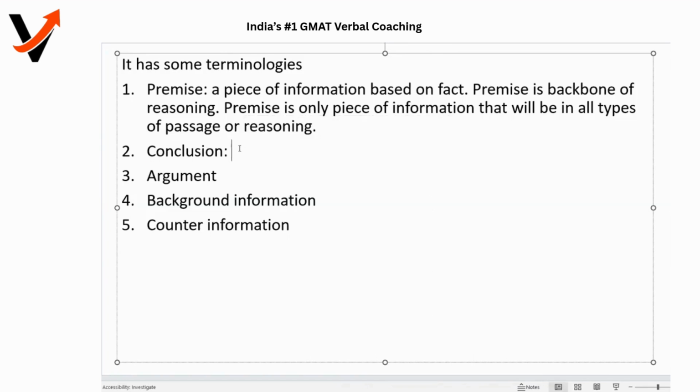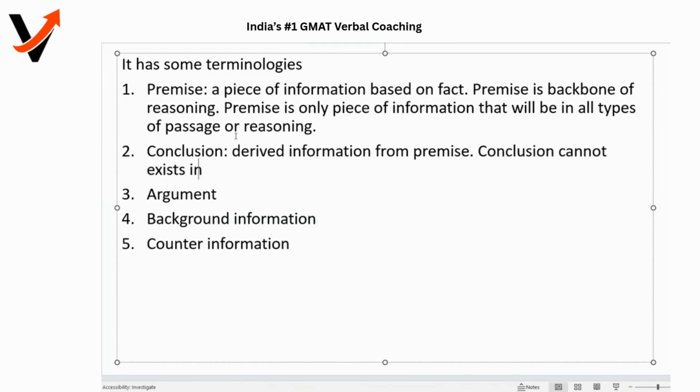All right, next is conclusion. Conclusion means information derived from premise. Remember, conclusion cannot exist in the absence of premise. Without premise, conclusion is not possible. Therefore, keep in mind that conclusion will be after premise.